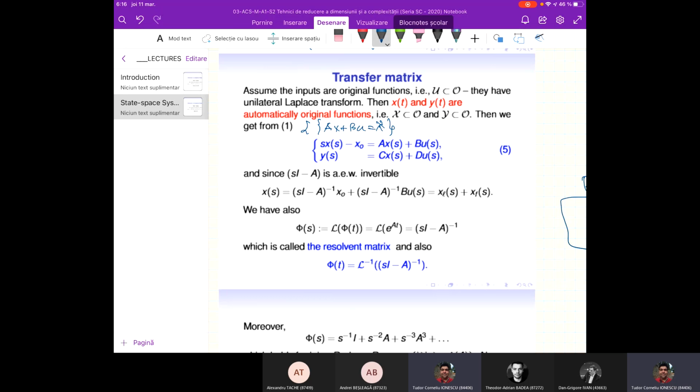Since the matrix sI minus A is invertible almost everywhere, except at its eigenvalues, but that's a finite number of points, because we said these are finite-dimensional systems. You can easily rewrite that: X of s, taking this term to the left, is (sI minus A) to the power minus 1 times x0, plus (sI minus A) to the power minus 1 times B U of s.